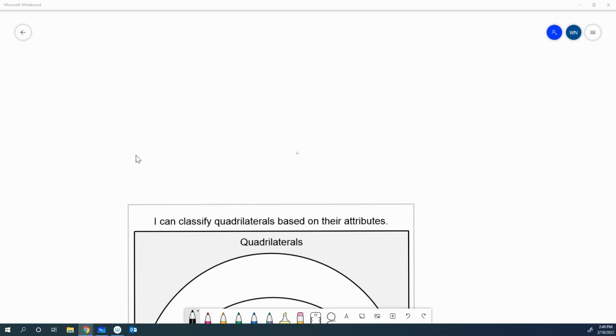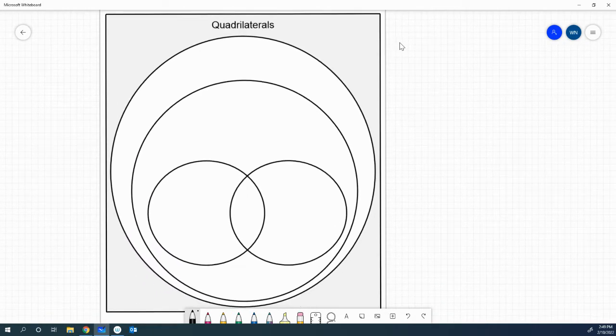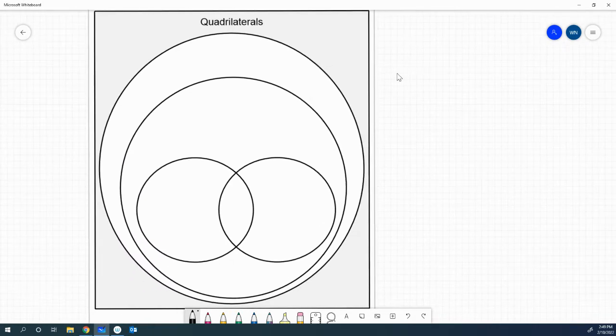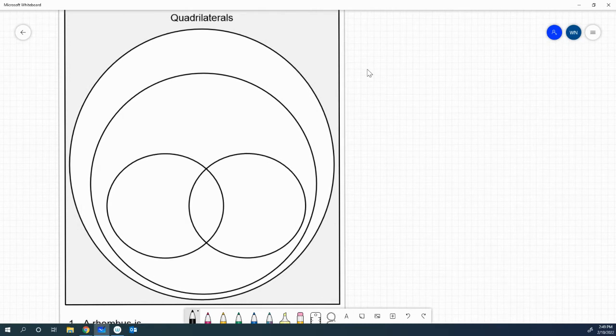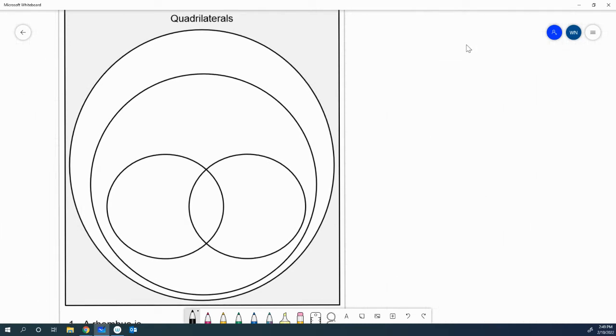Today, we'll be classifying quadrilaterals based on their attributes. So we kind of did this yesterday, but today we're going to put it on a huge Venn diagram. So here's our ginormous Venn diagram. Let's think about all the shapes we want to include and what they are. So let's start out super easy.